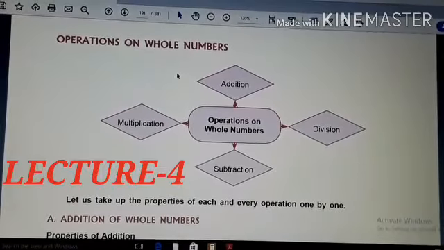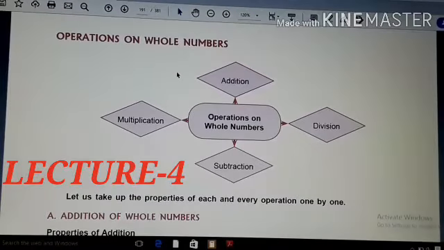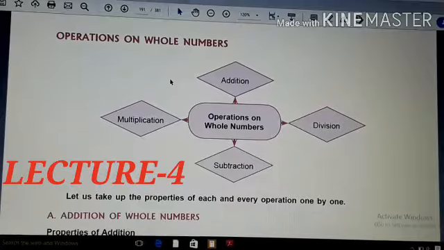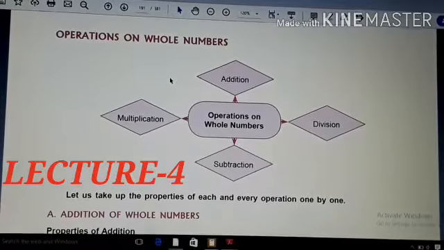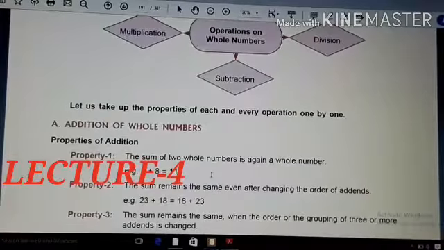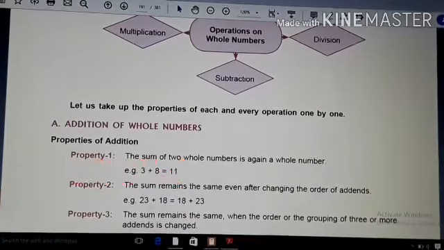Today we are introducing a new topic, operation on whole numbers, in which we understand how we should add or subtract whole numbers. Now, the first one is addition of whole numbers. In this topic, addition of whole numbers, property 1.